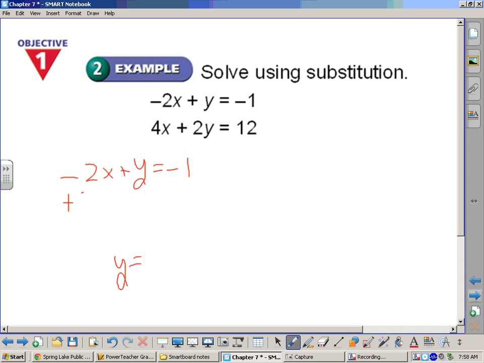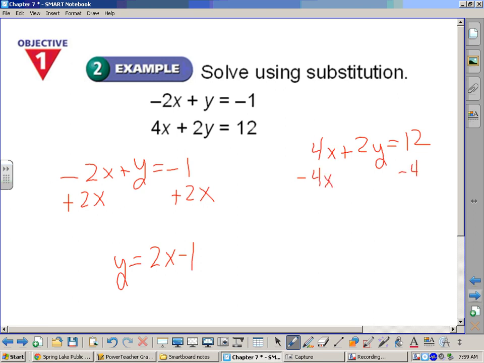So to do that, we need to get this negative 2x to the other side, so we're going to add it. Now we can't take and add 2x to negative 1. We've talked about this in class in chapter 6, but we can write that as 2x minus 1. So that one now is in slope-intercept form. Now let's take the other equation, which is going to have an added step, and rewrite that in slope-intercept form.